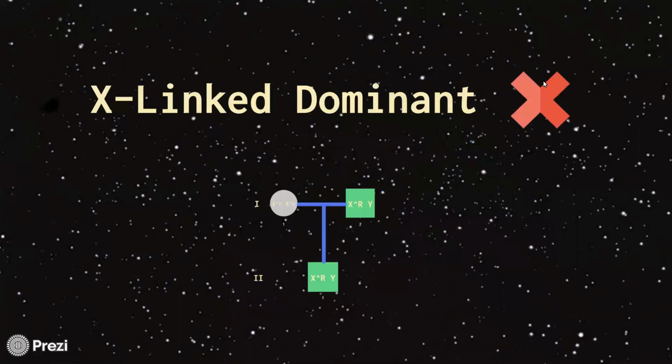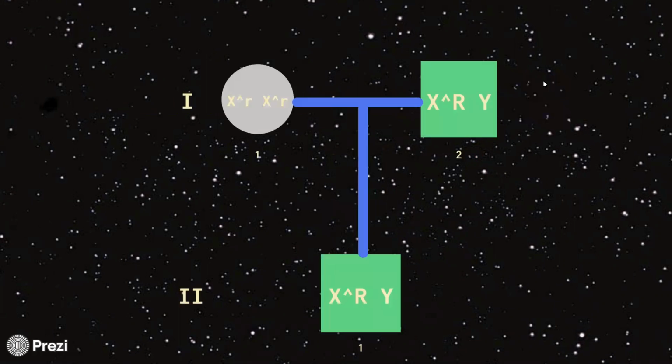Our next mode of inheritance is X-linked dominant, where a dominant trait is passed down on the X chromosome. This mode of inheritance is not possible for this trait and becomes very obvious in the first mating because the son cannot inherit the dominant allele from his mother, who must be homozygous recessive.